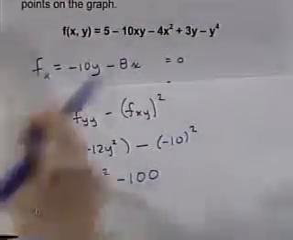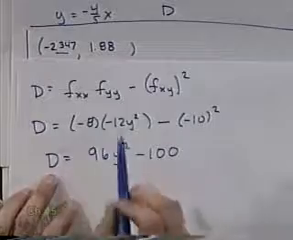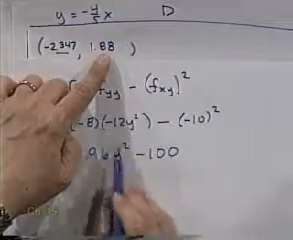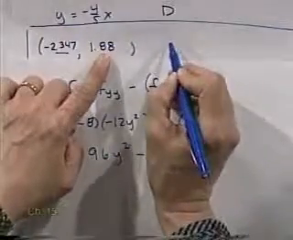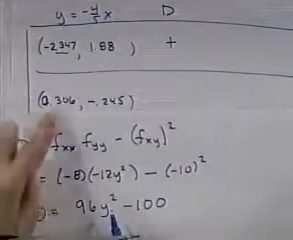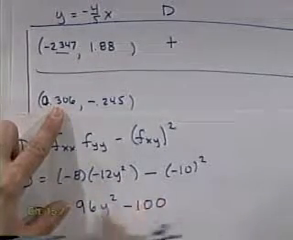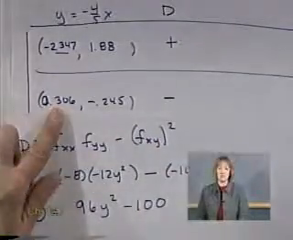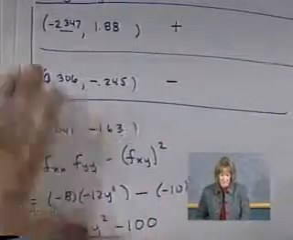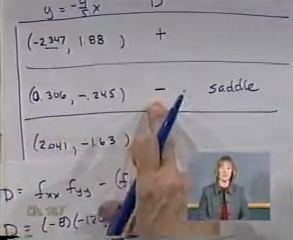So coming back to my points, okay, if I plug these in, if you plugged in a negative 1.88 and square it, you're going to get something bigger than 100. Minus 100, this is going to be positive for the negative 2.347. If you plugged in 0.306, think about it. 0.3 squared is 0.09. So this is going to be 0.09 times 100. It's going to be like 9 minus 100. This is going to be negative. I just want to save us some time. And if I plugged in the 2.0, 2 squared is 4 times 96, definitely bigger than 100. So right now, I know I have a saddle here because that is negative.